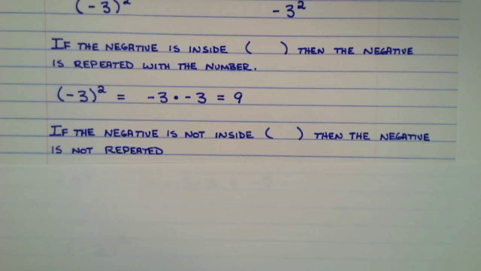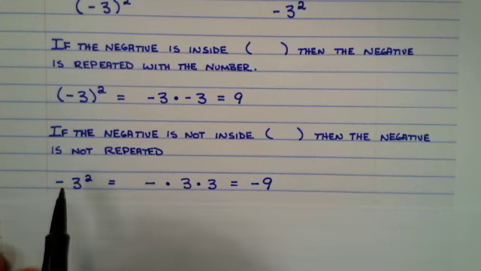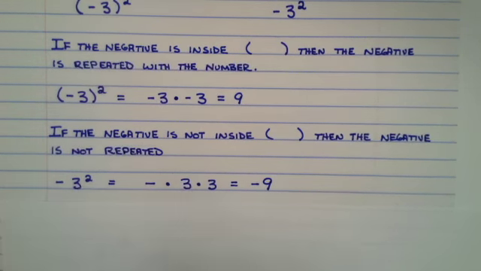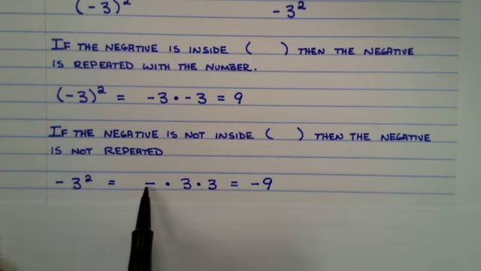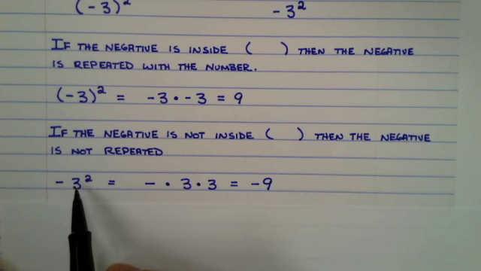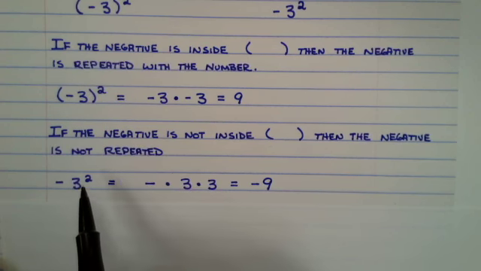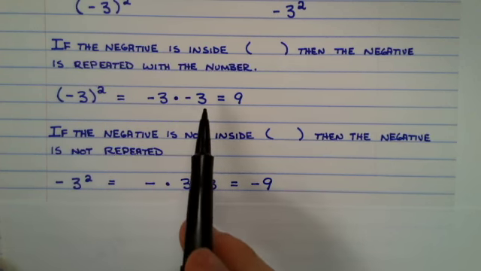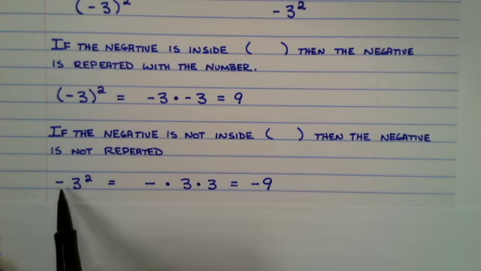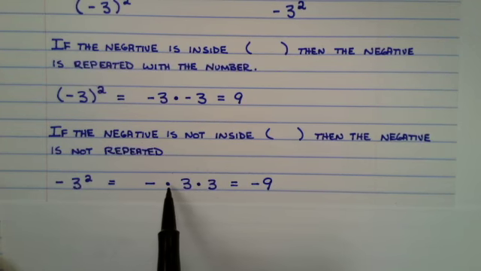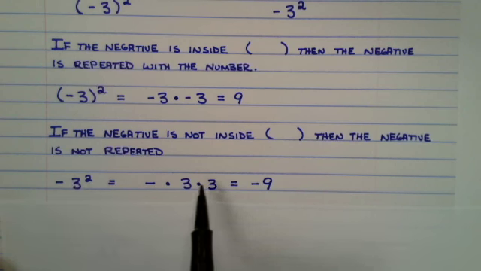If the negative is not inside the parentheses, then the negative is not repeated. If I have negative 3 squared like this situation, the negative is going to stay on the outside, and the only thing that's being repeated is this 3 right here. The parentheses tells you that that negative goes with the 3 when you start using the exponent. This means there's a negative 1 out here, and the 3 is the only thing that gets repeated. So there's a negative, and then it's times 3 times 3, since this is to the second power.